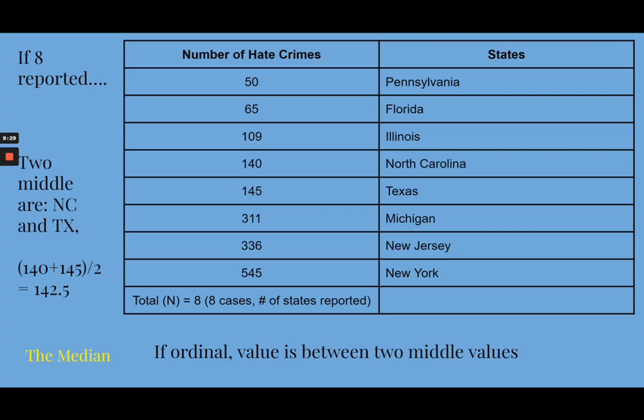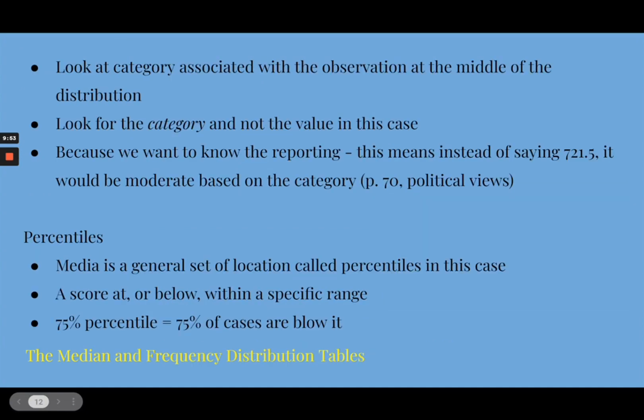Well, what you have to do is add these 2 together right here and divide by 2. So it gives you your median, and your median is 142.5. So the median basically means that half the cases are above 142.5 and half are below. And this is if you have an even number of cases. You find the 2 middle ones, add them together and divide by 2 to get your median number.